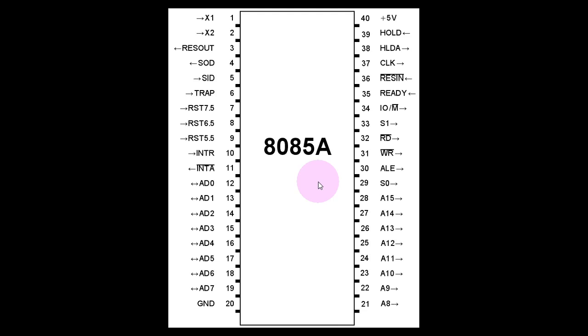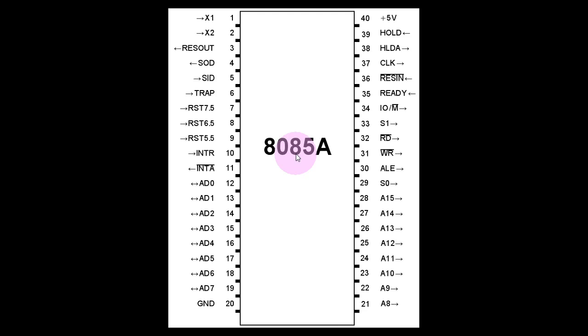So apart from this, these interrupts can also be categorized like this. Some of the interrupts are vectored interrupts and some of the interrupts are non-vectored interrupts. What do we mean by vectored interrupts? If you raise a trap request or reset 7.5, 6.5 or 5.5 request, these requests will tell the microprocessor that stop your current work and go to a predefined location, and from there you start executing the code which is already written there. So that's what we mean by vectored interrupts.